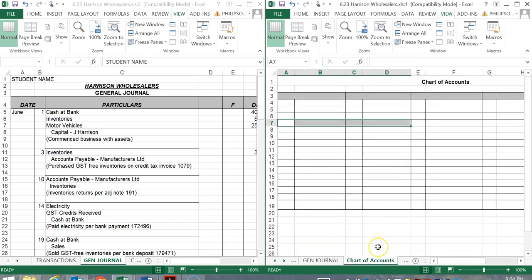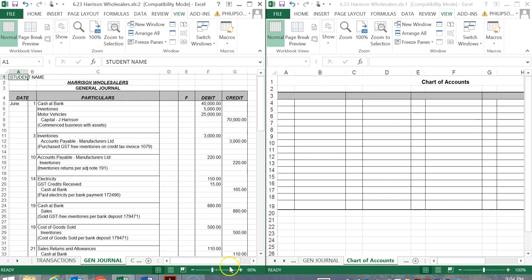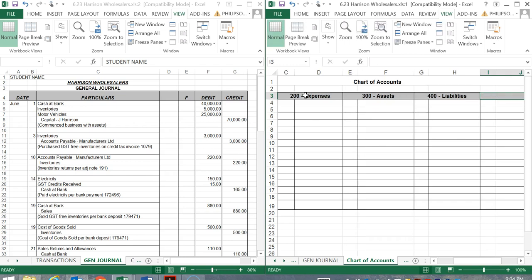So first of all, if we're struggling, how about we do a chart of accounts? We start off with 100 is our revenue accounts, 200 expenses, 300 assets, 400 liabilities, and 500 is our owner's equity accounts.